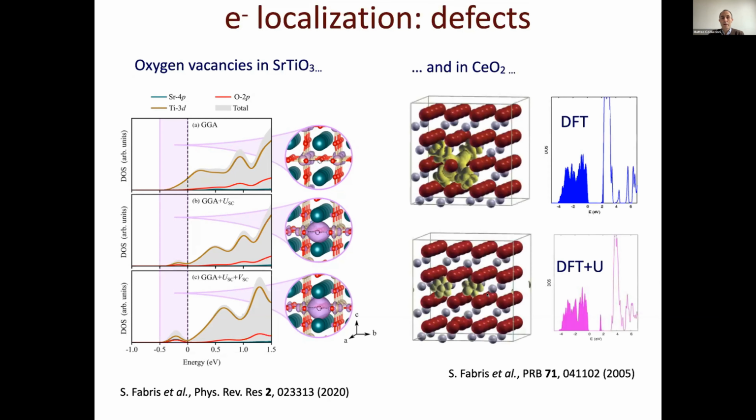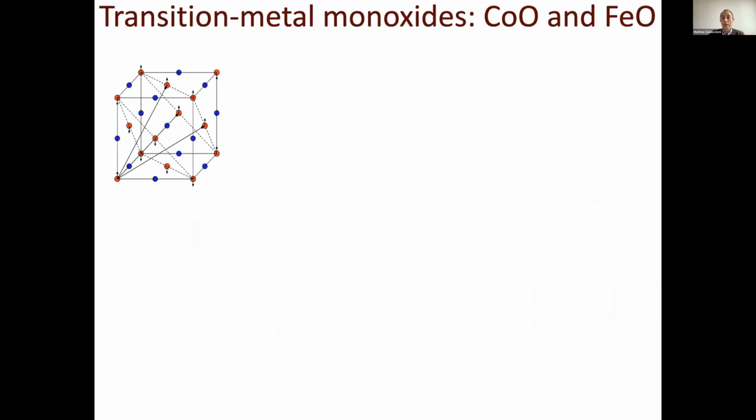And the same thing actually happens in ceria, where you have the oxygen vacancy leaving behind 2 electrons that are delocalized as usual in DFT, but far more localized with the Hubbard correction. Another class of paradigmatic example where this method has been usefully adopted is transition metal monoxides. You will practice on them this afternoon in the practical section, hands-on session.